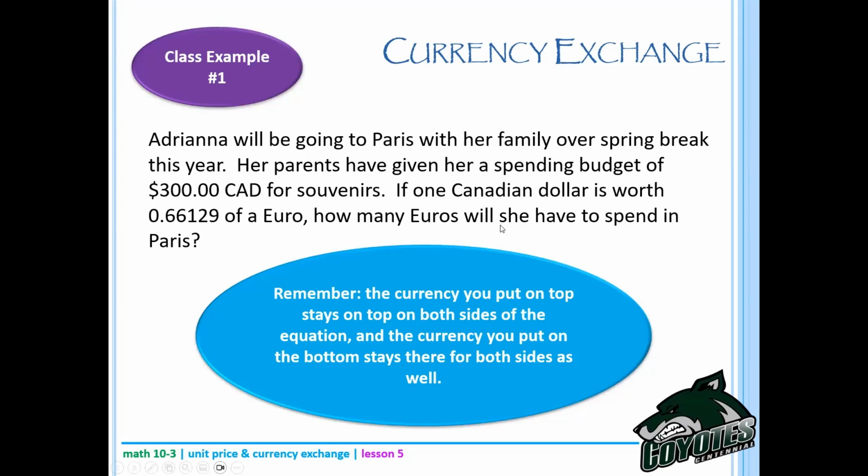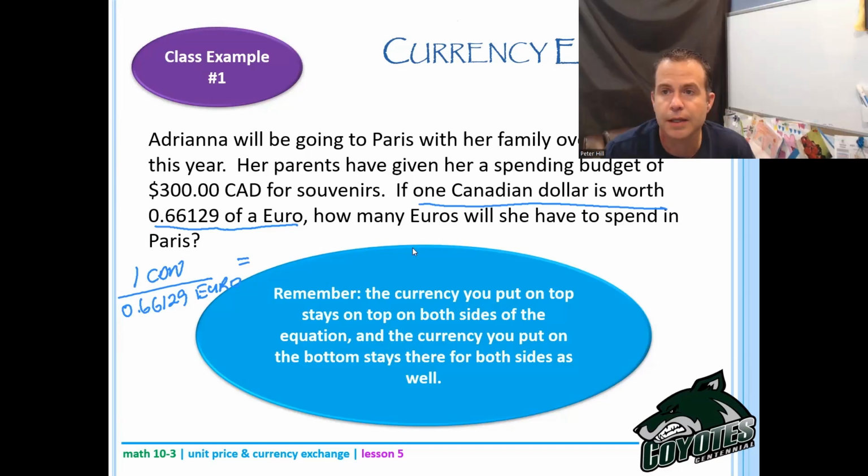Okay, now, here's what I want you to see right off the bat. This line, 1 Canadian dollar is worth 0.66129 of a euro. That's your first fraction when you're setting this thing up, okay? We can say 1 Canadian dollar is 0.66129 euro. Okay, that's our exchange rate right there. And then what we do is we just set it equal to whatever. Now that's going to be on the next slide. I'm just going to bring my face back.